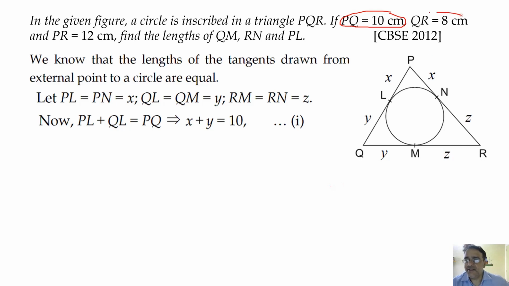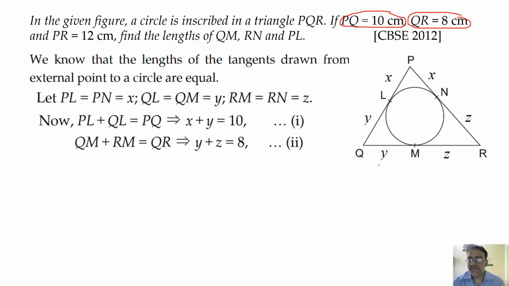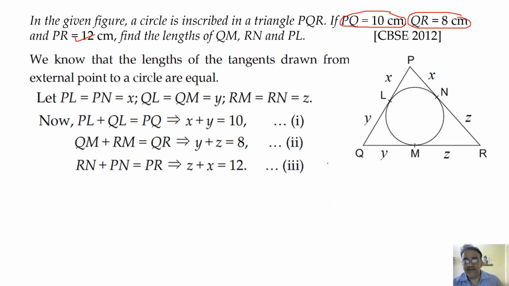Now QR is equal to 8 centimeter. How will you write QR? y plus z. Right, very good. y plus z is equal to 8. And PR is given 12 centimeters. So how will you write this? z plus x is equal to 12. Very good. And we need to find x, y, z.